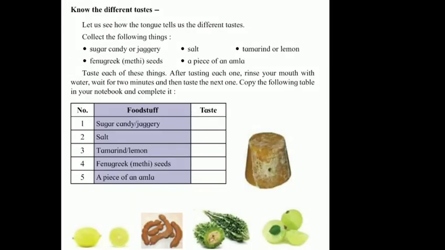Now students, coming to page number 47. Know the different tastes. Now let us see how the tongue tells us the different tastes. Collect the following things like sugar candy or jaggery, salt, tamarind or lemon, fenugreek, that is methi seeds, or a piece of an amla. Taste each of these things. After tasting each one, rinse your mouth with water. Wait for 2 minutes and then taste the next one.